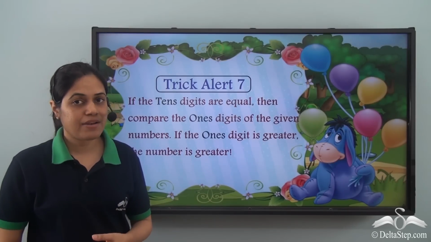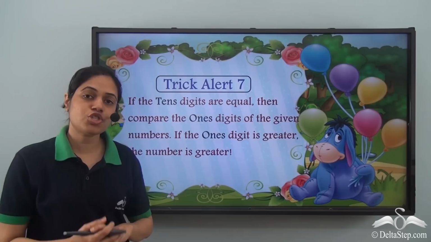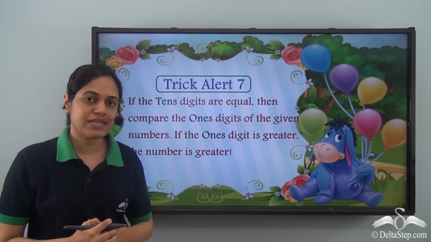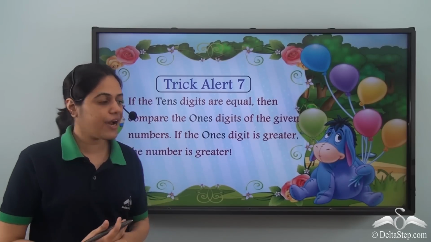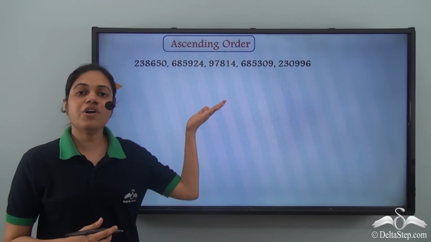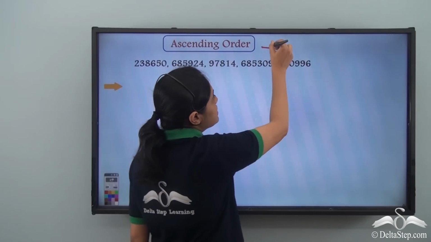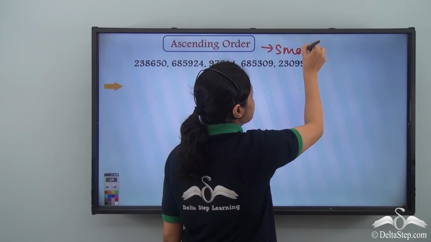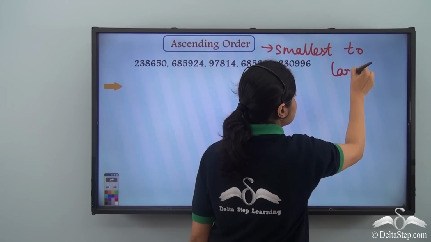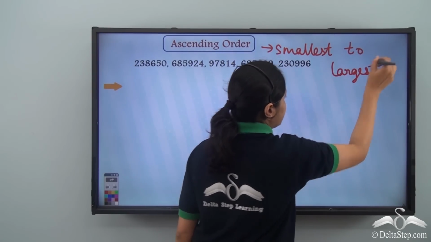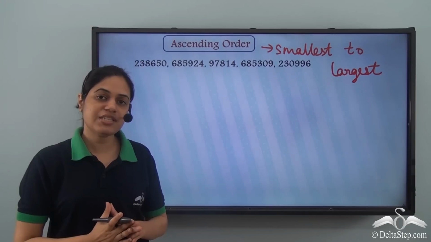Now, using these rules and these tricks, we can compare not just 2, but more 6-digit numbers as well, and arrange them in ascending or descending order. Let us see how. We need to arrange these numbers in ascending order. Now ascending order means from the smallest to the largest. So I need to start with the smallest number and move on to the largest number.